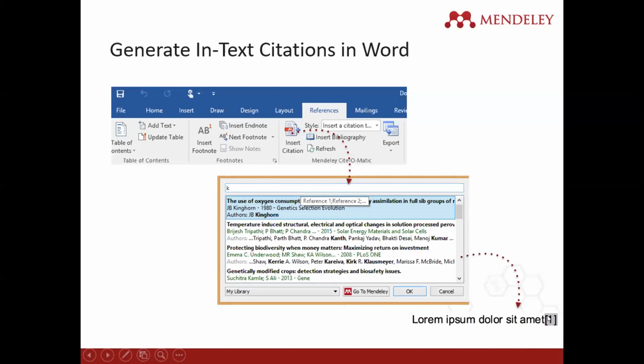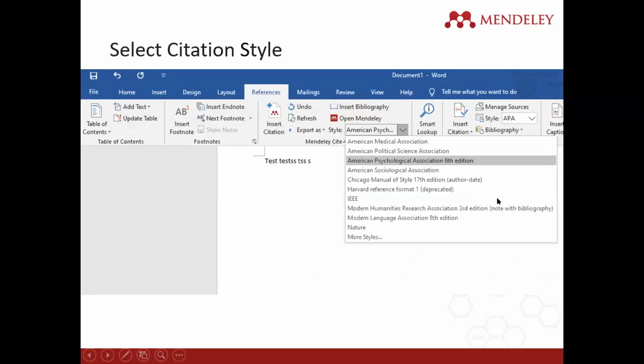You can click at this citation style to select or change the bibliography style that you like. So it looks like this. You can select the citation style or bibliography style over here. You can find the most common bibliography styles straight away here. If you want more styles, you just click More Styles. Then it will bring you to Mendeley Desktop for more styles.